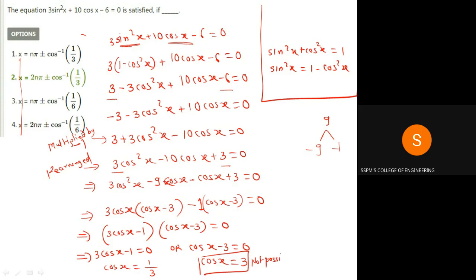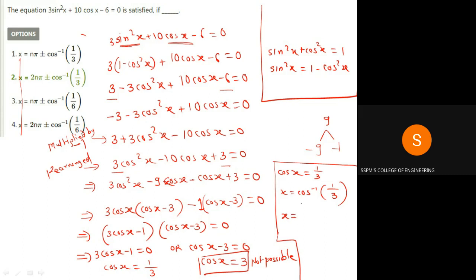Why? We have studied that these values just fluctuate between minus 1 and 1. So 3 is not a possible value for cos. The value of cos fluctuates between minus 1 and 1. So cos x is equal to 1 by 3. That is x is equal to cos inverse 1 by 3.